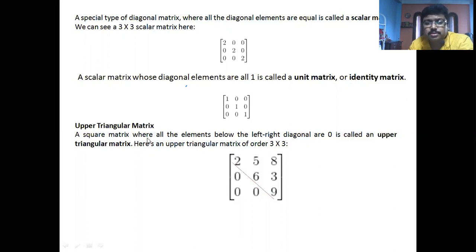Now the upper triangular matrix. Look, an upper triangular matrix is a square matrix where all the elements below the left-right diagonal are 0. Below the left-right diagonal, these are 0, 0, 0. This is called the upper triangular matrix. Here is an example.